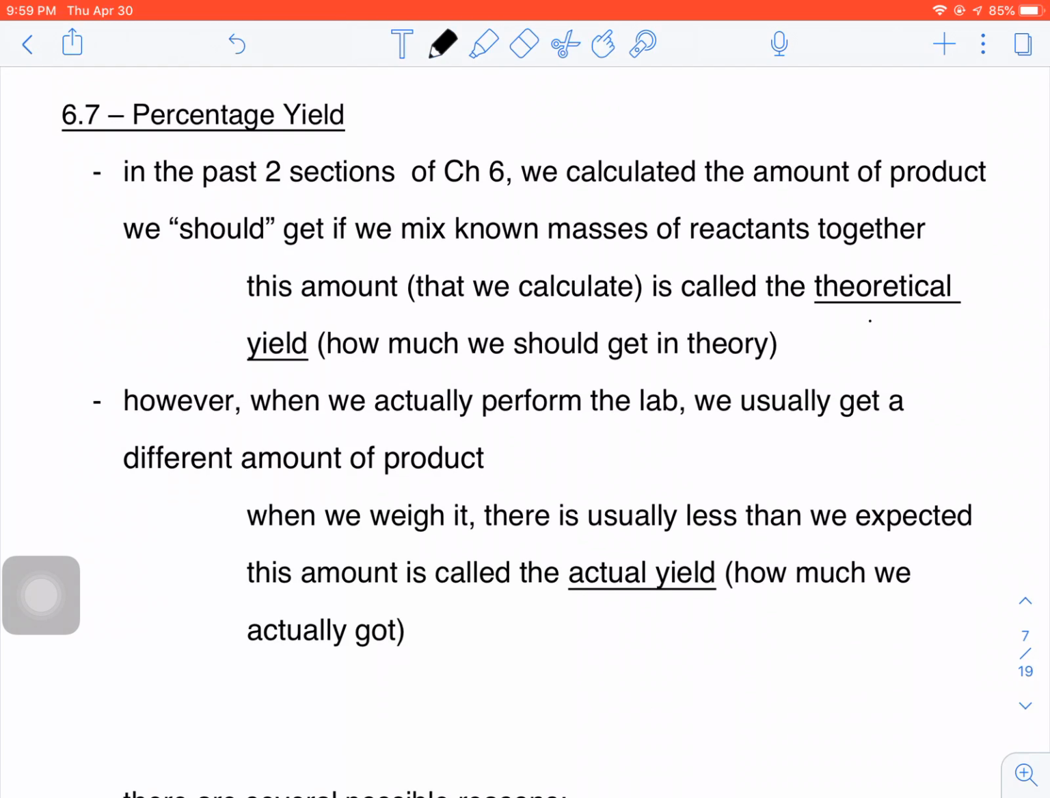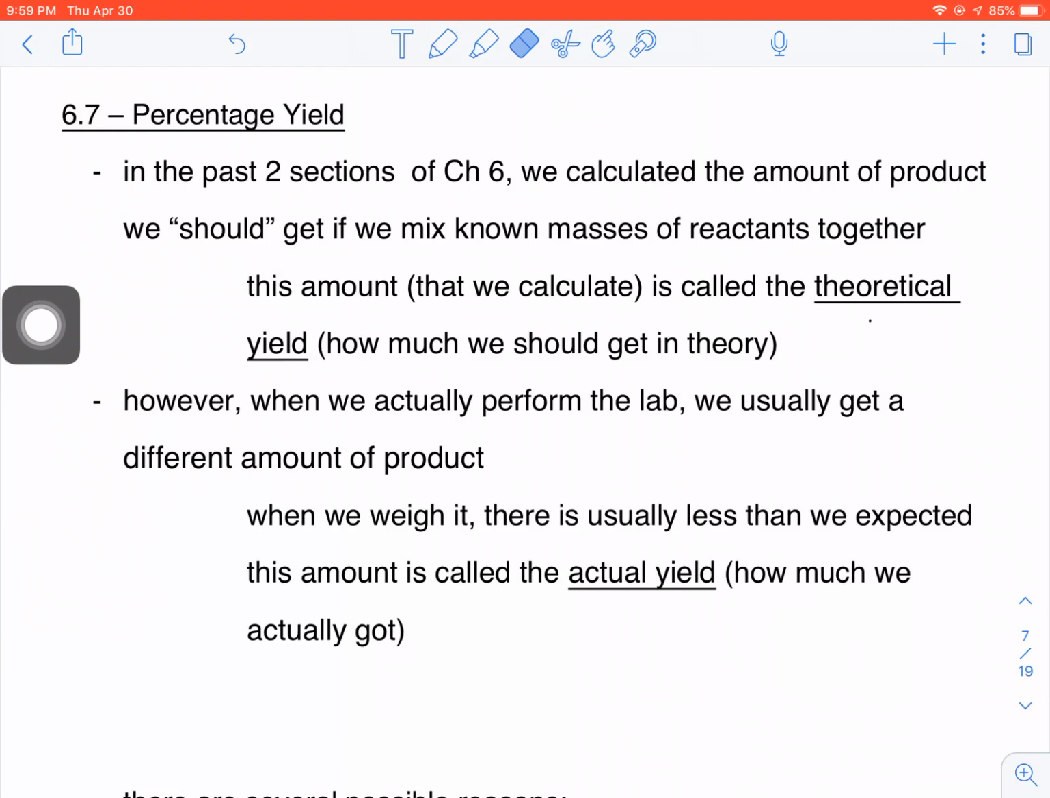What I want to look at is when we do a lab. What we've been doing in all of sections 6.3, 4, 5, and 6 is calculating how much product we should be getting when we do a lab. If I tell you how many masses of reactant you have, you should be able to calculate how much product you're supposed to get, right?